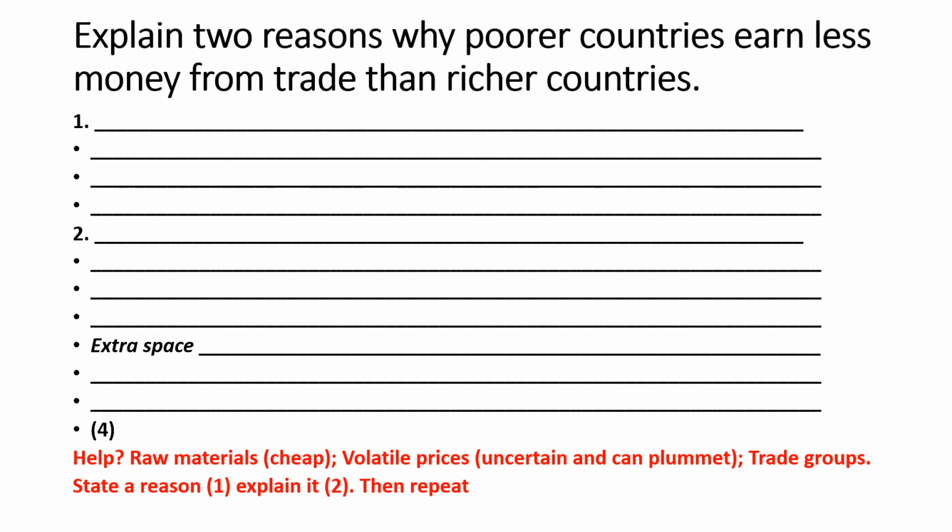One of your reasons could be to explain about raw materials being cheap, and then explaining that point will get you the 2nd mark. You could talk about volatile prices, the fact they go up and down, and then explain it for your 2nd mark. And finally, you can talk about trade groups, the fact that trading within your group favours you, and because of free trade, poorer countries that are not in our trade group don't get favoured. So state the reason for a mark, explain it for the 2nd mark, and then give another reason. Spend 5 minutes, please, and then move on.